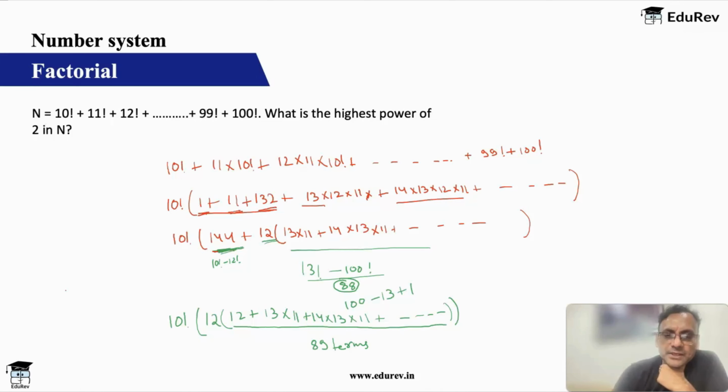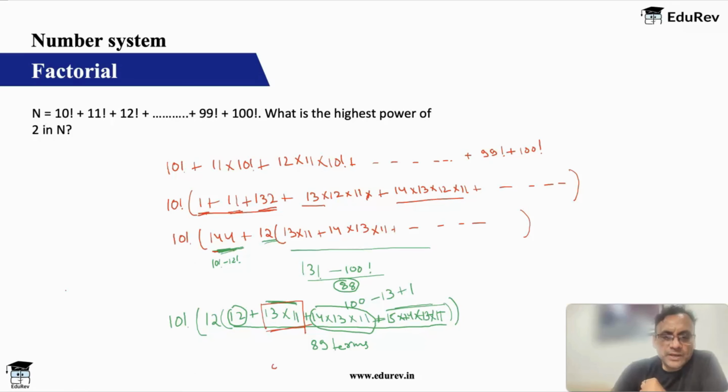If you see 89 terms, the first term is even. The third term is even. And after this, every term is going to be even. So this is the only odd term. 13 into 11 is the only odd term. All other terms, for example, what will be the next one? Next one will be 15 factorial. So it will be 15 into 14 into 13, 12 will not be there because 12 we have taken out, into 11, and then 10 factorial is already out. So all of them are going to be even, except for this one, which is odd.